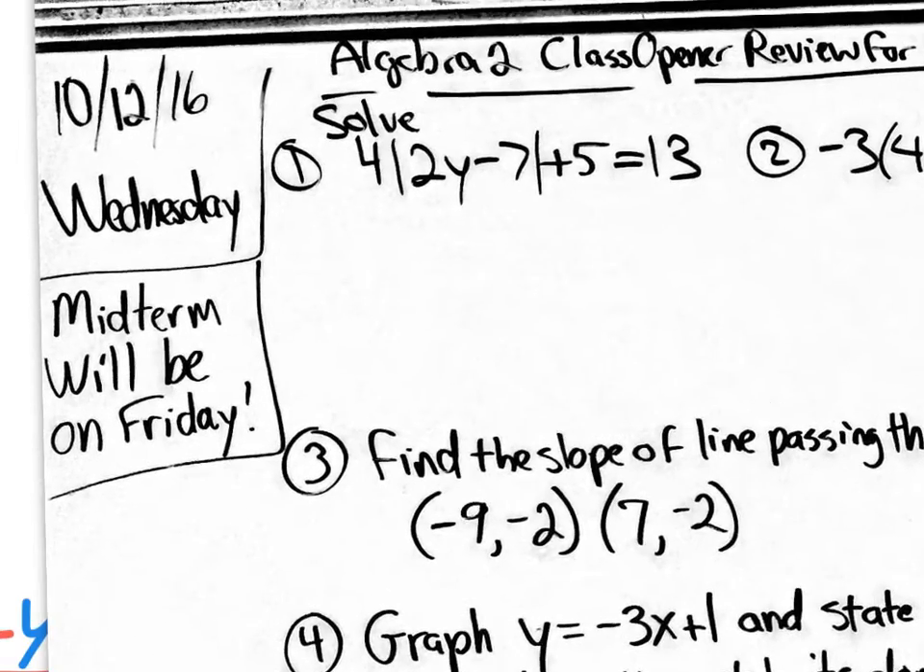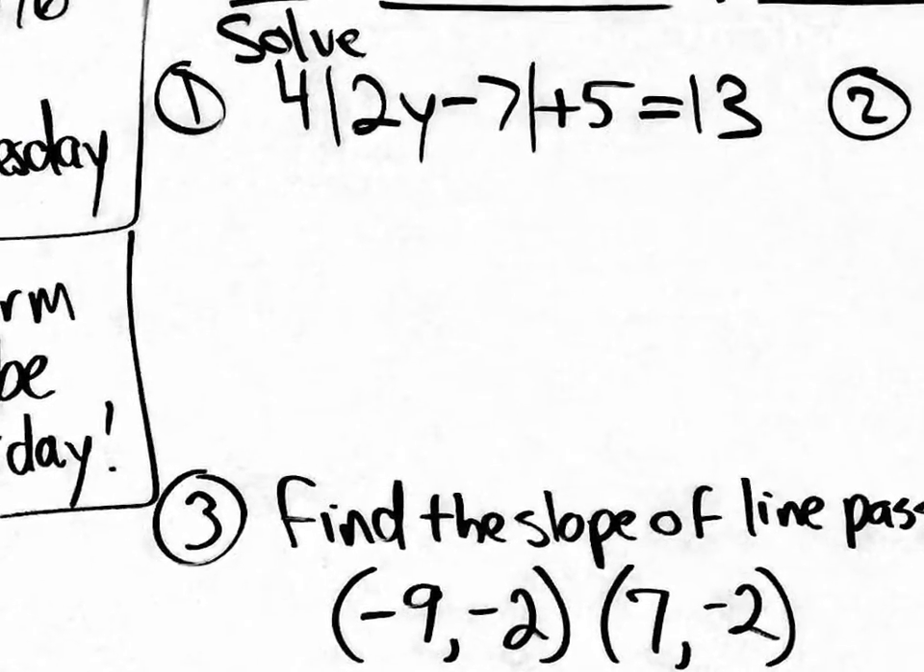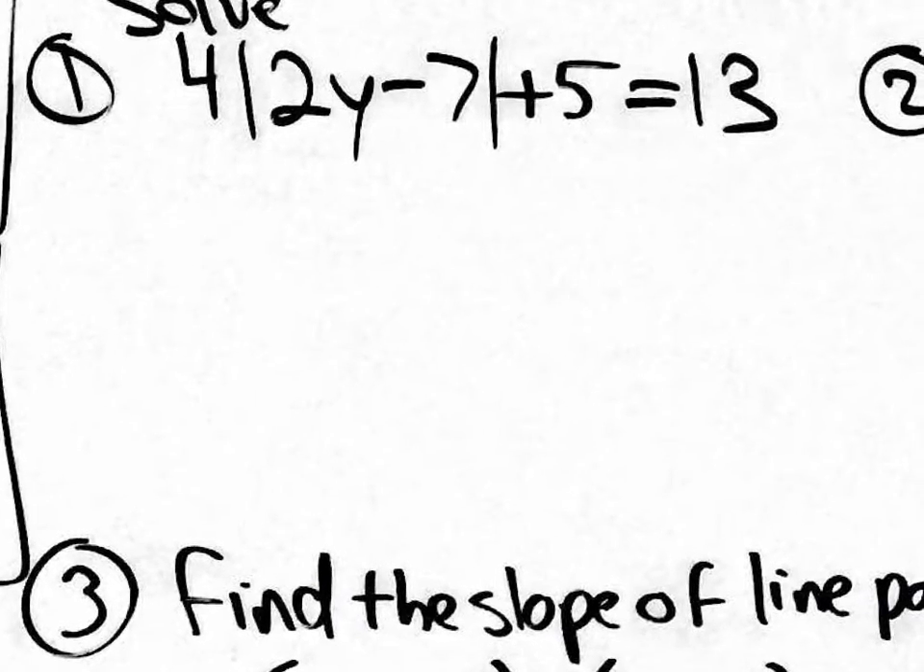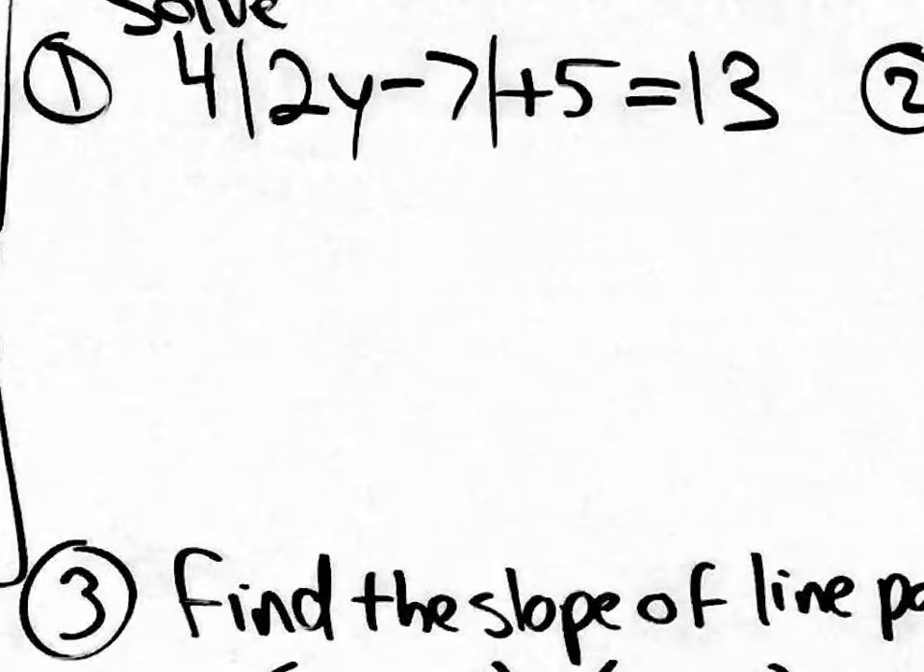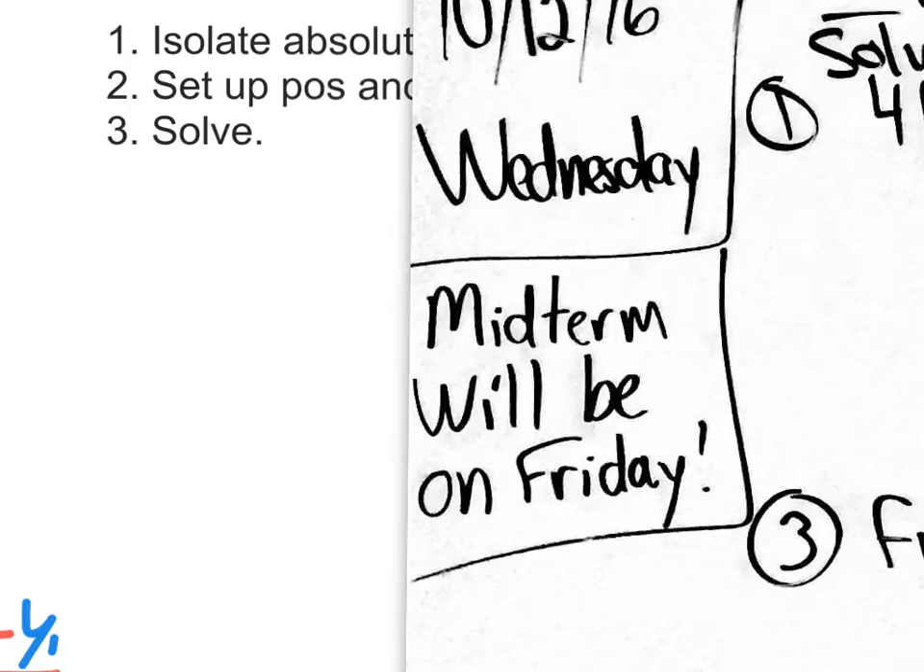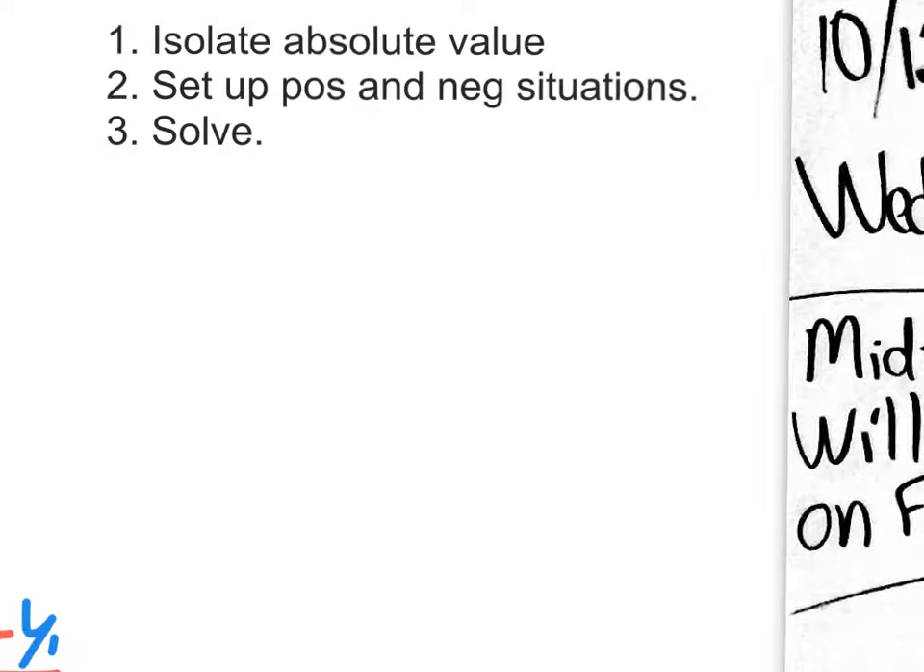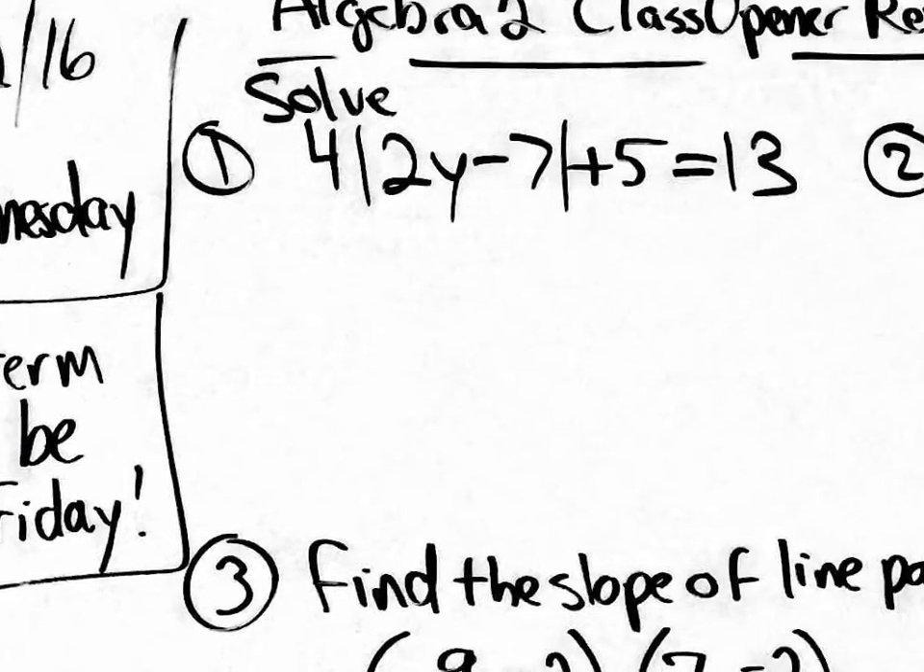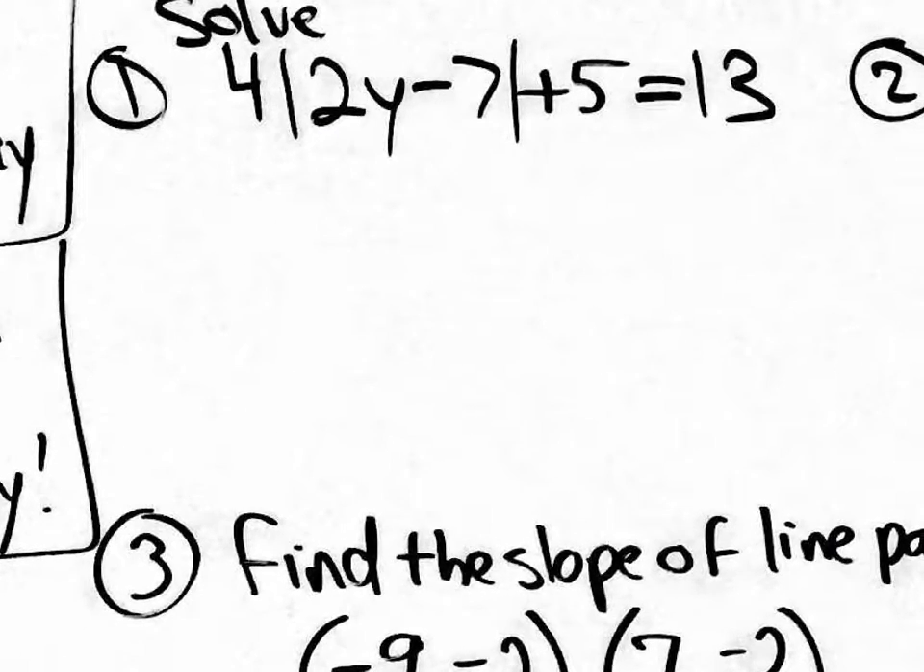So, number one, this is an absolute value equation, and step one on solving any absolute value equation is to isolate the absolute value. And then you want to set up positive and negative situations, and then you want to solve both. Okay? So let's first isolate.